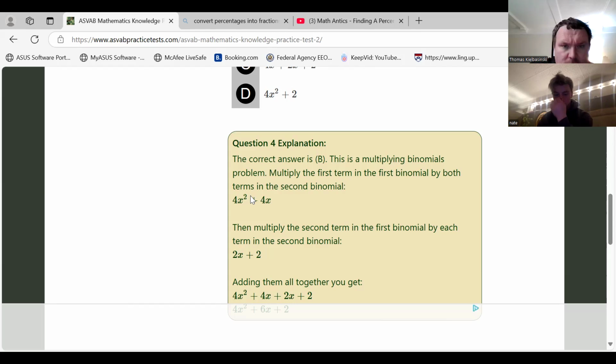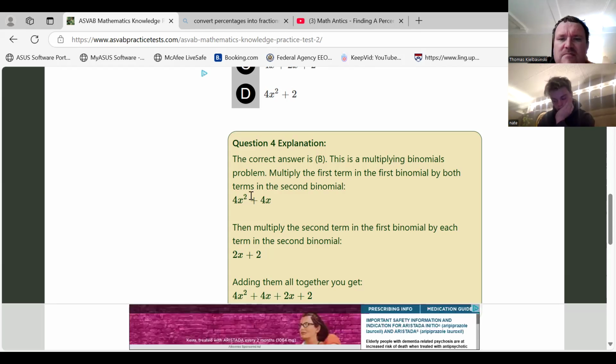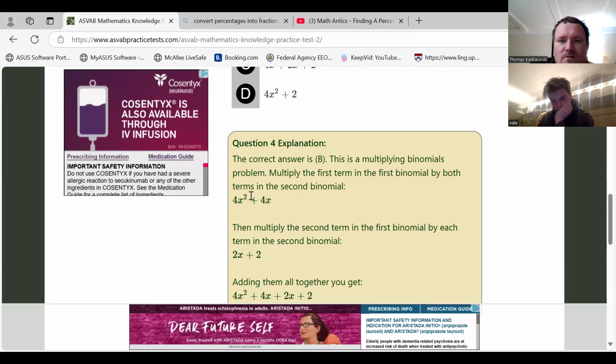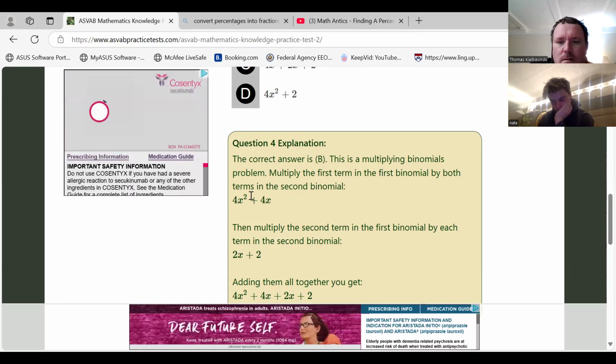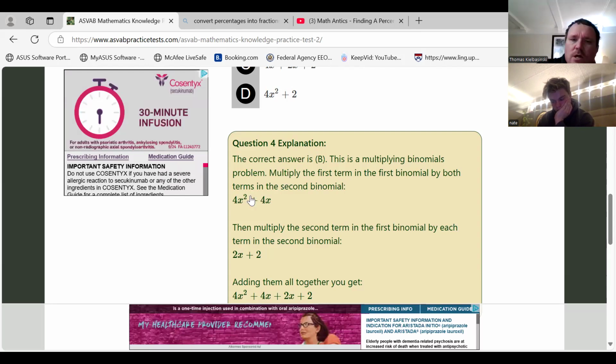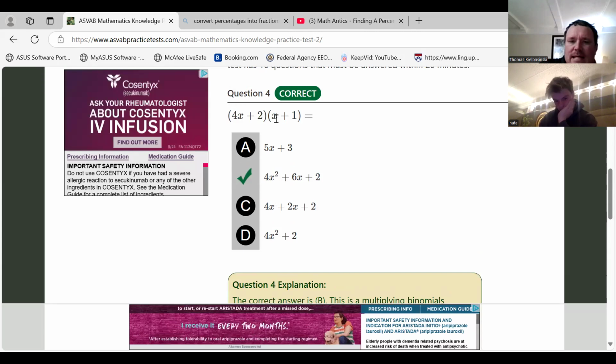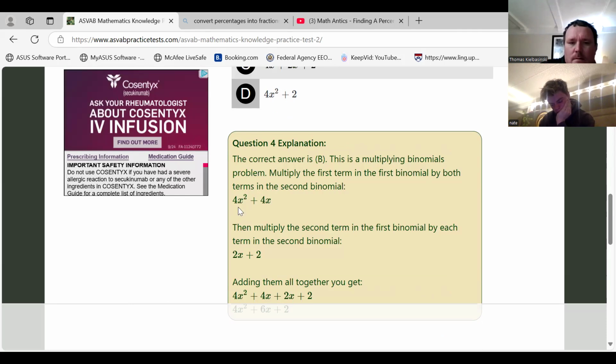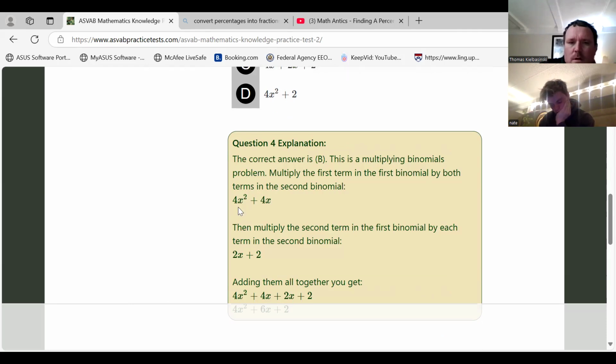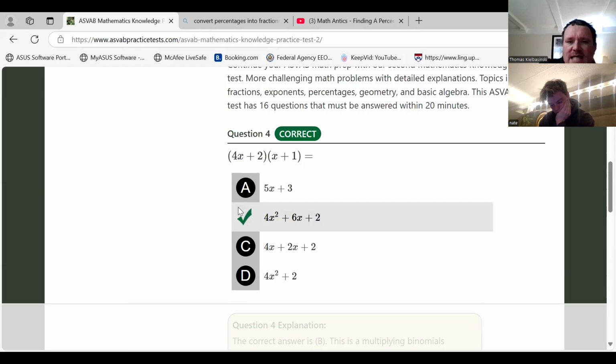Okay, so the correct answer is B. This is a multiplying binomials problem. Multiply the first term in the first binomial by both terms in the second binomial. So what you're doing is 4x times x is 4x to the second power. Go back down to the bottom. There's 4x to the second power. Plus, you're taking 4x times 1 on this end right here.